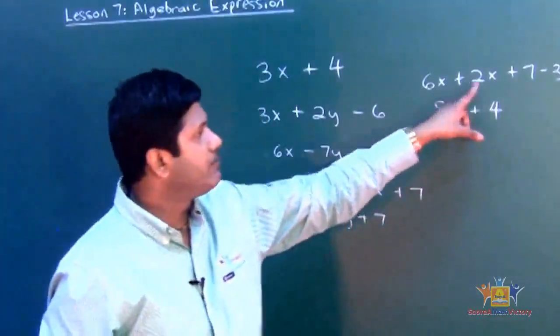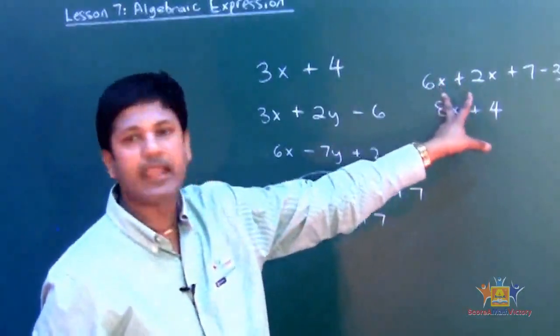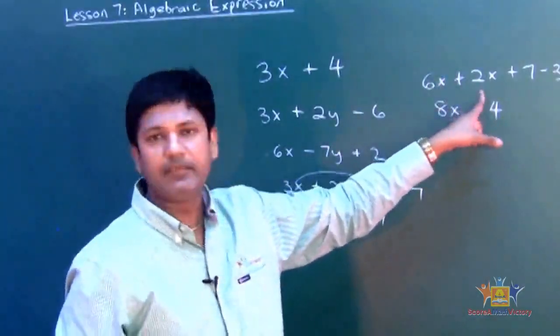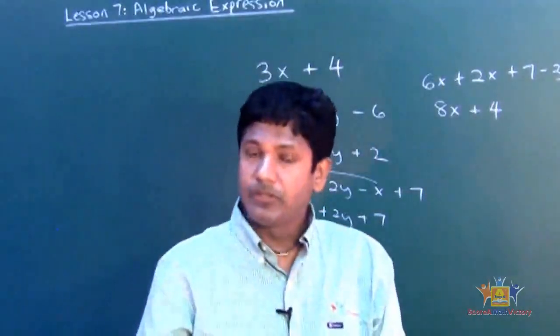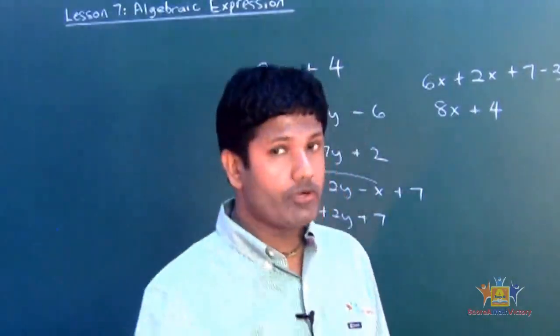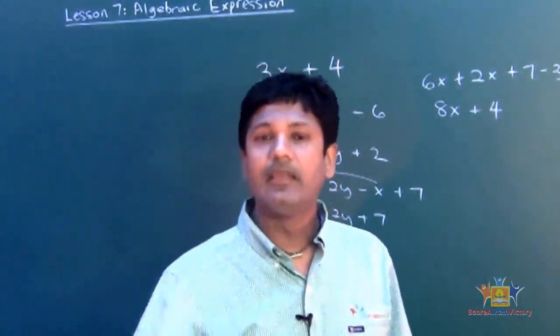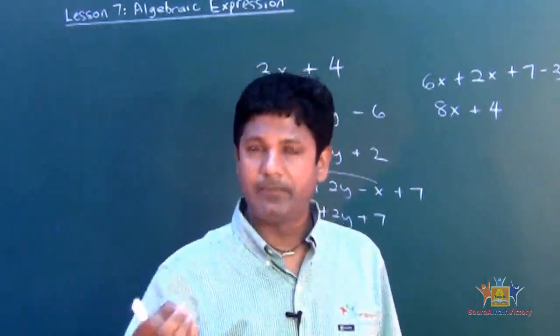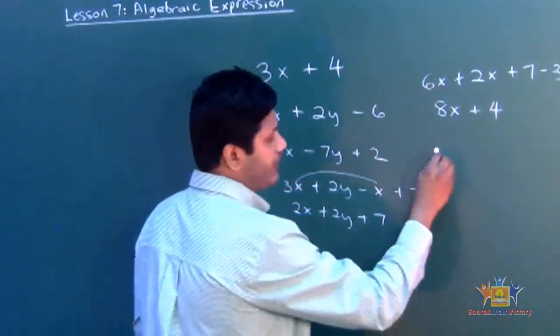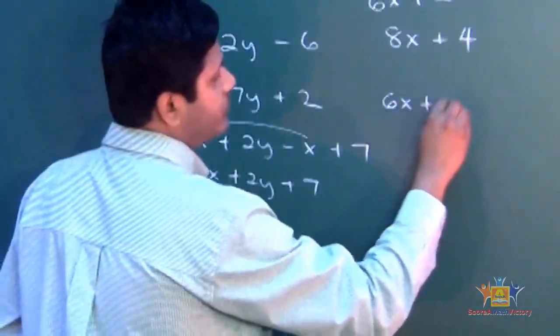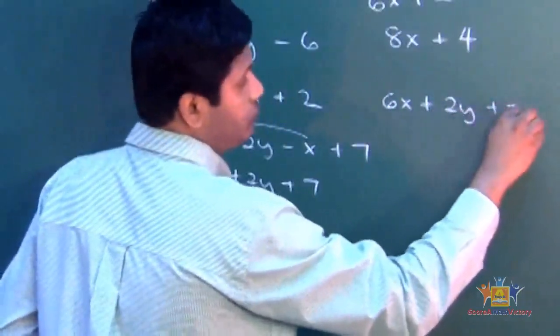Now I can combine these because they are like terms. It's like an apple adding with an apple. 6 apples plus 2 apples gives me 8 apples. 6 apples plus 2 oranges, I cannot add them. I have to rewrite it as 6 apples plus 2 oranges. See that? Okay, so let's say for example, I have 6x plus 2y plus 2x.